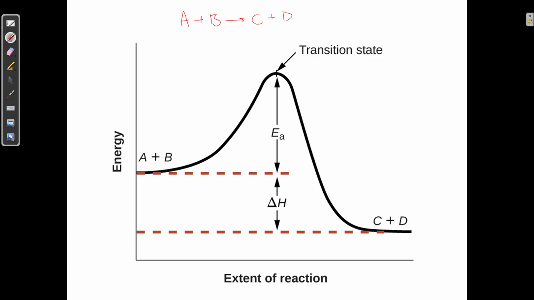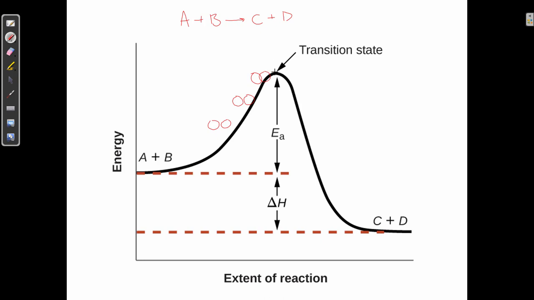So when A and B run into each other, maybe they have run into each other this much, and then they've run into each other this much. Oops, that's even less. As they start smashing into each other closer and closer at the right orientation, eventually they're going to hit each other with enough energy to increase the energy of that system all the way up to here, which is what we call the transition state. And at the transition state, some bonds are partially broken and other bonds are partially formed.